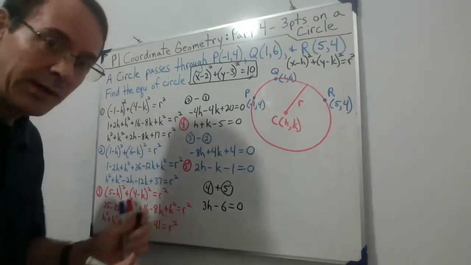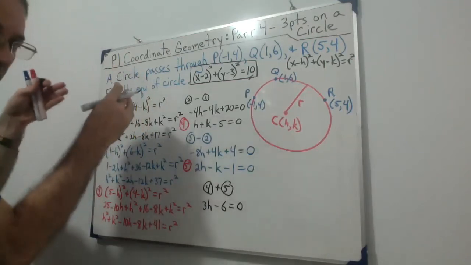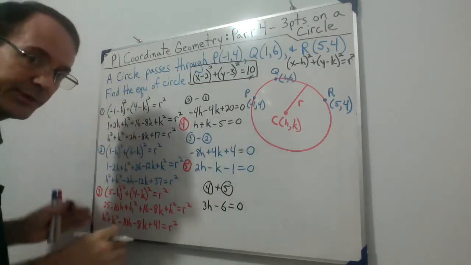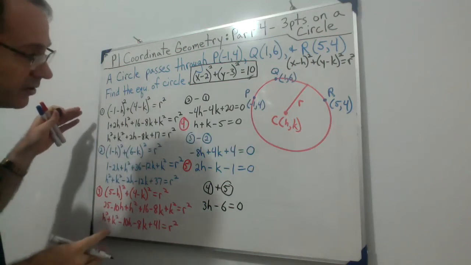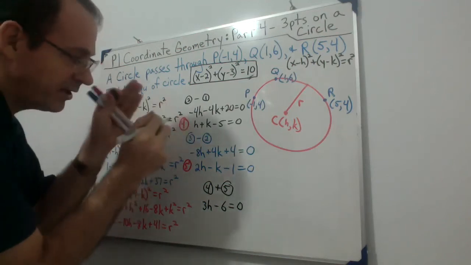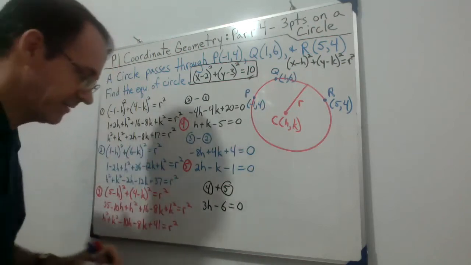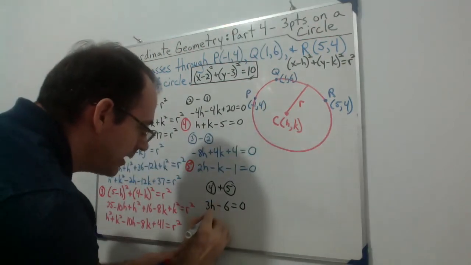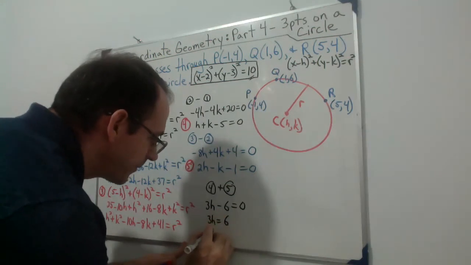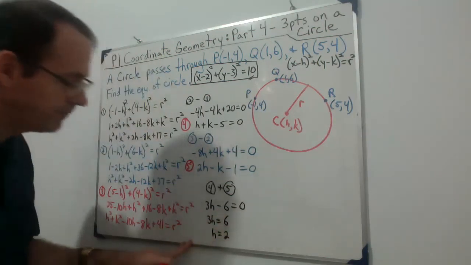Now we're down to a 1 by 1. So notice you started with 3 variables, 3 equations. You put those together to get 2 variables, 2 equations. You put those together, you get 1 variable, 1 equation. So now we get 3h equals 6, h equals 2.